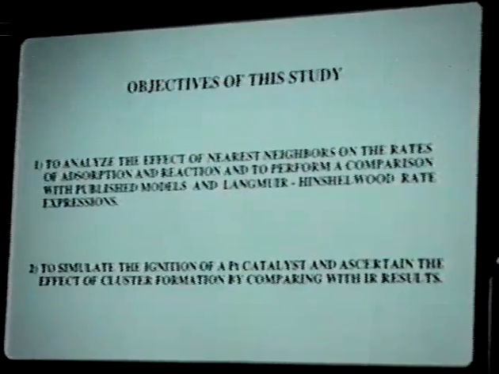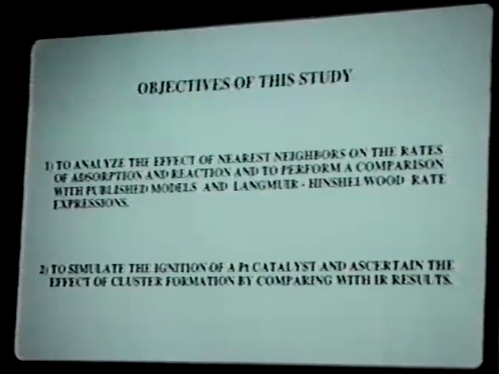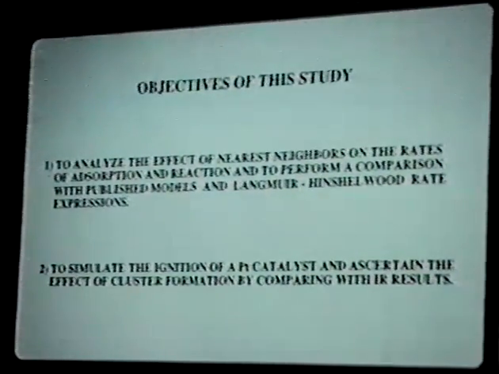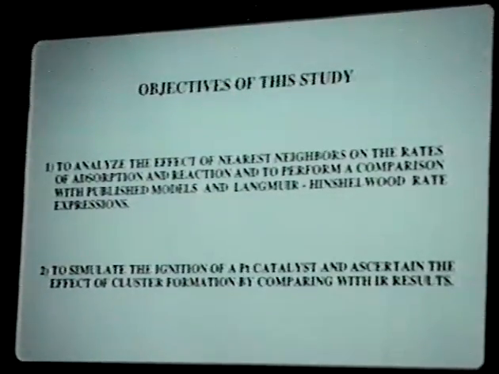What we would like to do is to look at the effect of nearest neighbors on the rate of adsorption and reaction, and also compare it with some well-known models, as well as with the Langmuir-Hinshelwood rate expressions, using this Monte Carlo simulation, and try to understand what they really mean, and also compare it with some infrared results.